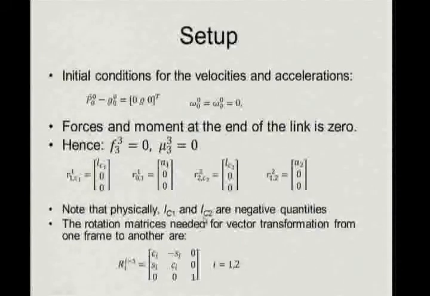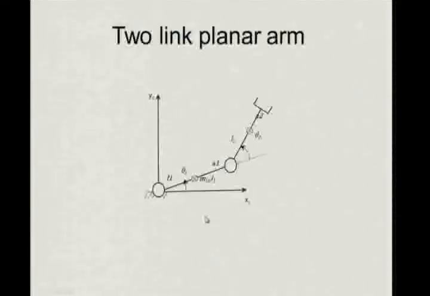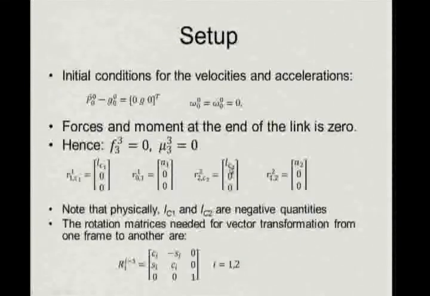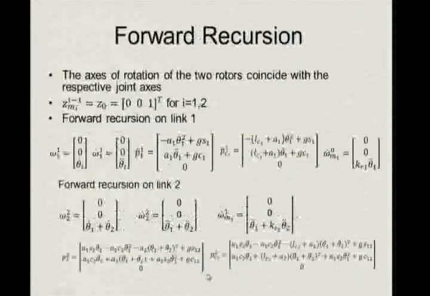Now, physically L_C1 and L_C2 are negative quantities because we are measuring from here to here and then from here to here. So, there are terms like this which go the other way around. So, physically they are negative quantities. Then you have the rotation matrices which are very simple because this is literally a 2 by 2 case. So, you have C_i, minus S_i, S_i, C_i. So, you have two rotation matrices. The third one is the identity matrix because you are sitting on that link.